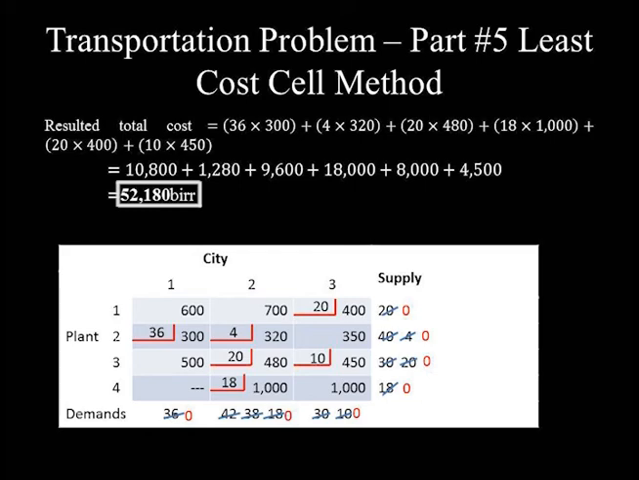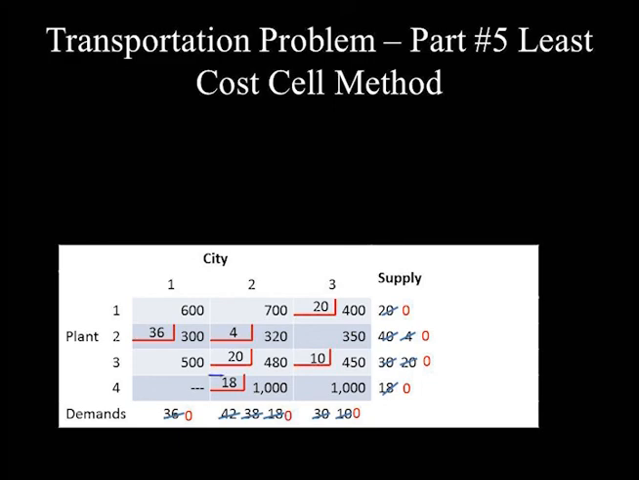In some cases, especially when the least unit costs are concentrated on the diagonal of the cost matrix, the northwest corner cell method can yield better initial feasible solutions than the least cost cell method. But in the majority of cases, the least cost method yields a better initial feasible solution than the northwest corner cell method because the allocation starts from the least unit cost.